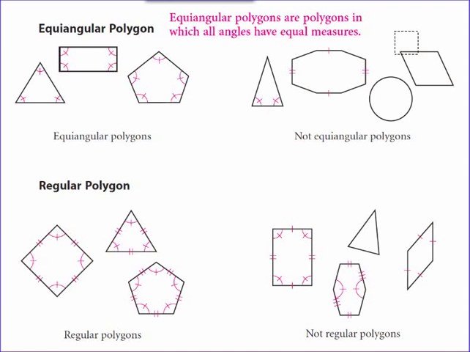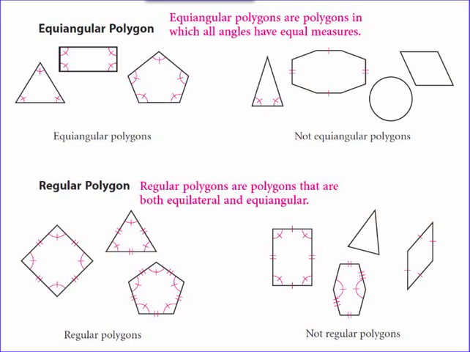And last but not least, a regular polygon. What can you tell me? Polygons that are both equilateral and equiangular. So if you want to talk about something that simplifies things, you could have said all sides are equal and all angles are equal. That would have worked. Or you could say they're equilateral, which we know means all sides, and equiangular, which means all angles.